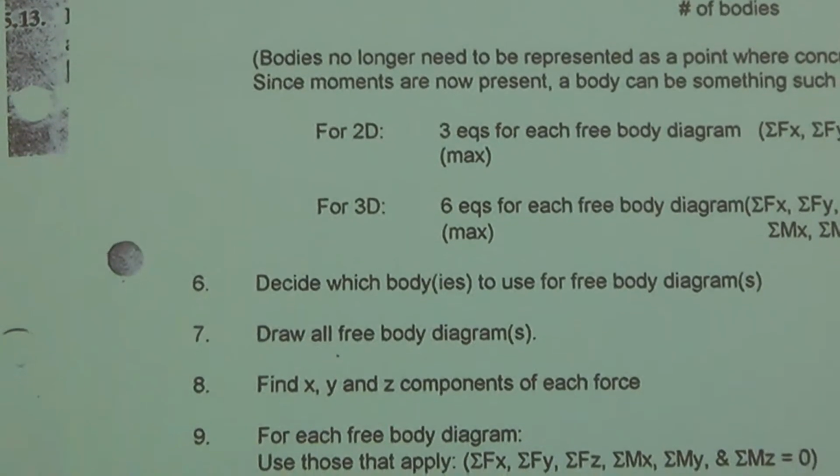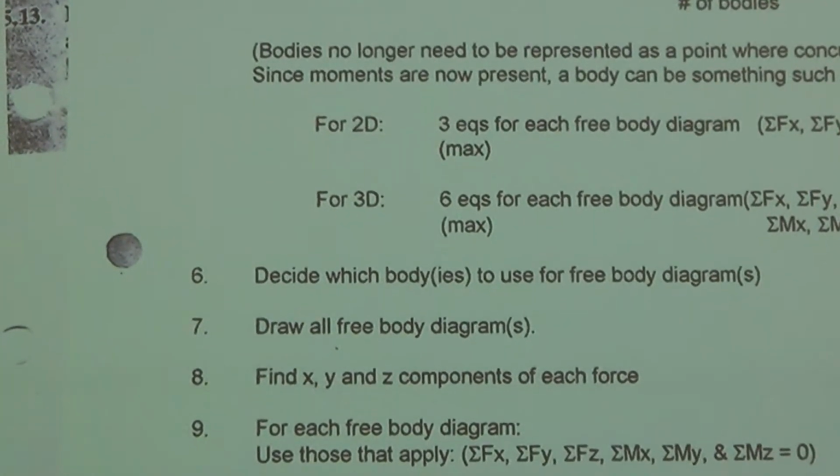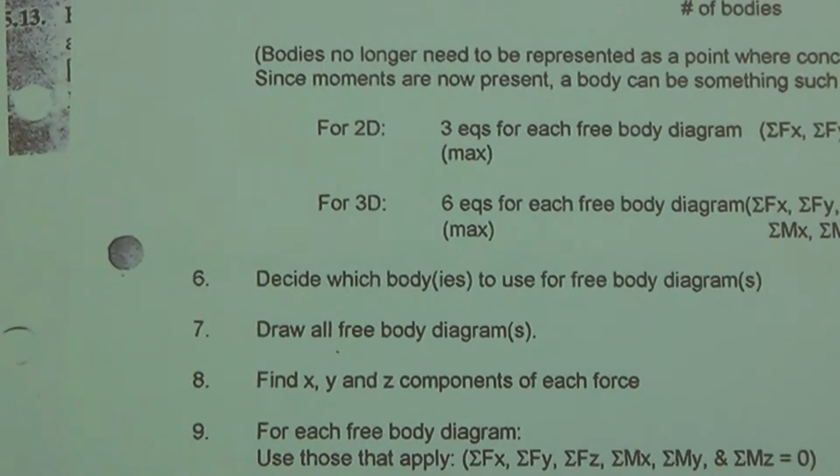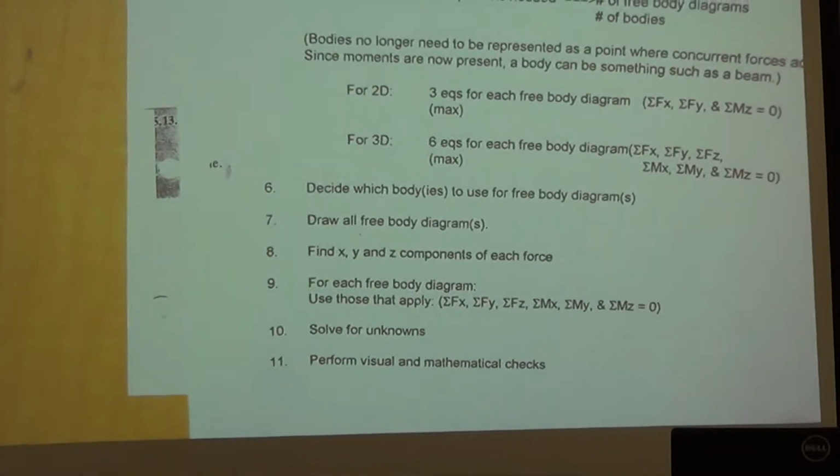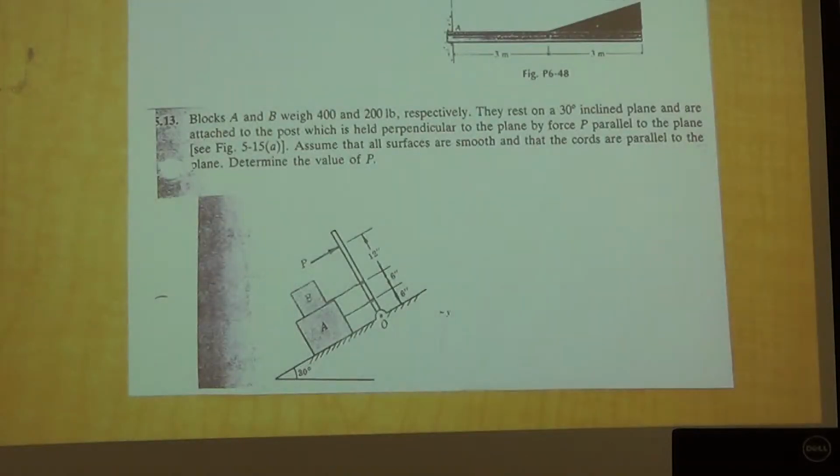Find, draw the table, figure out the number of unknowns, figure out which free body diagrams we want to draw, draw all the free body diagrams, find the components of the forces, and then solve for the unknowns.